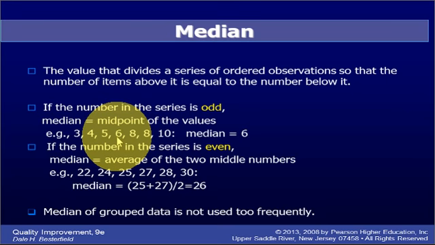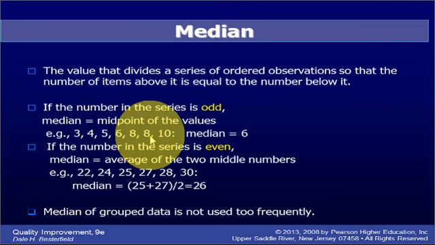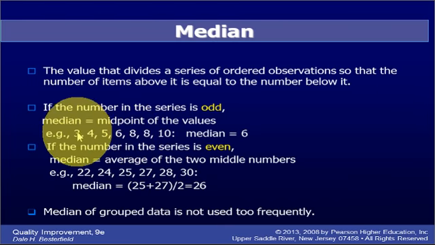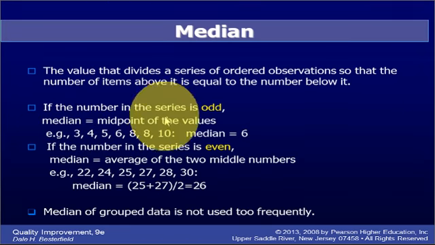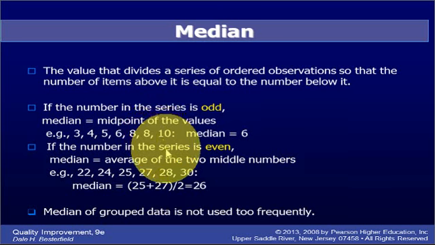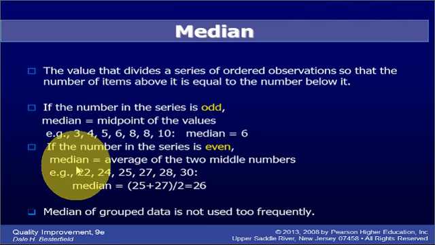And there are 3 numbers below 6: 3, 4, 5. And there are 3 numbers above 6: 8, 8, 10. So don't forget that this series must be ordered, in either increasing or decreasing order. For example, if you change the series to 10, 8, 8, 6, 5, 4, 3, then the median is still 6.